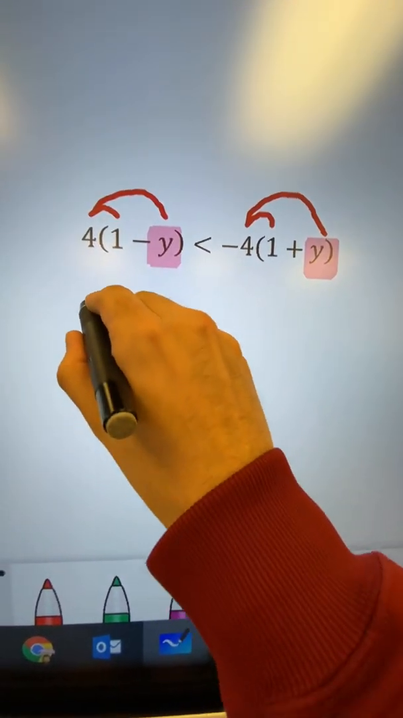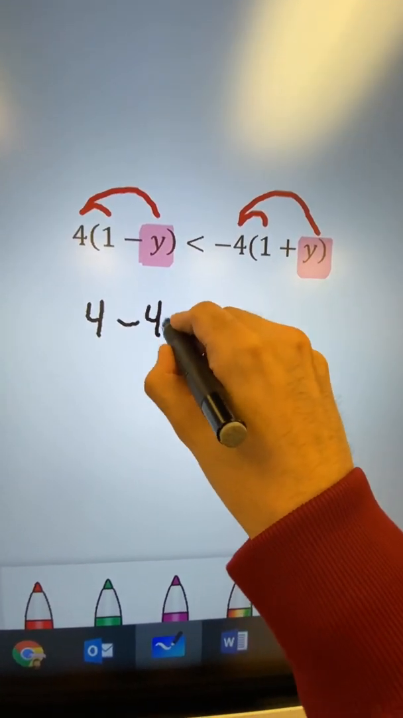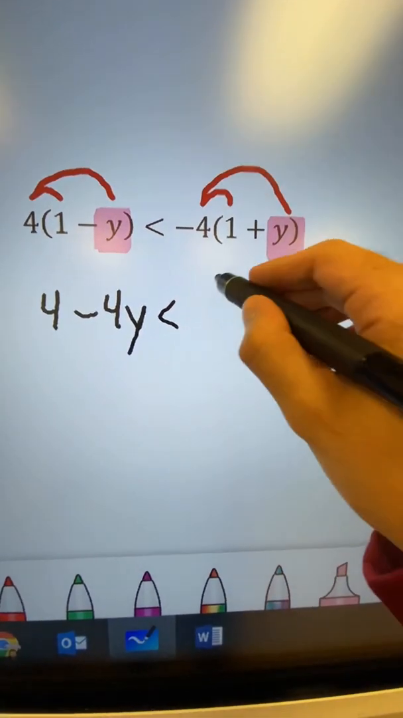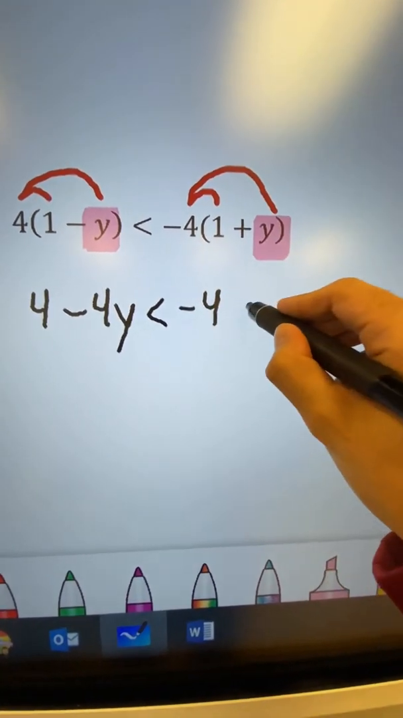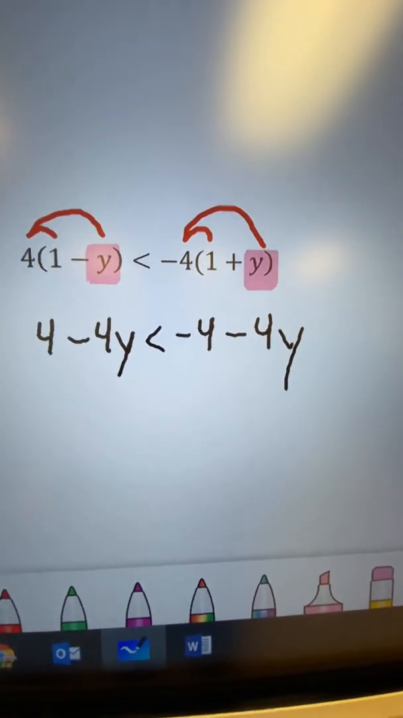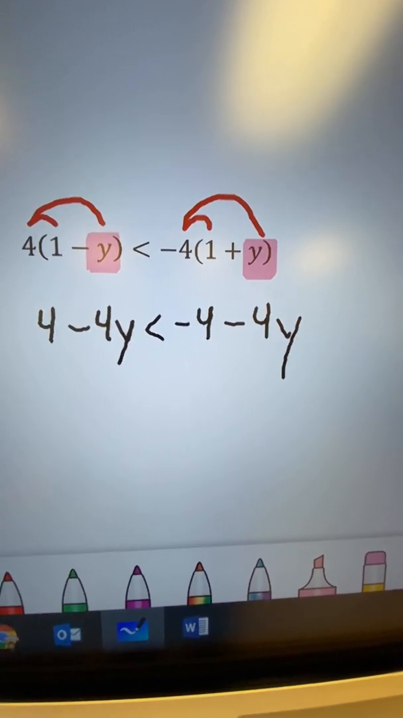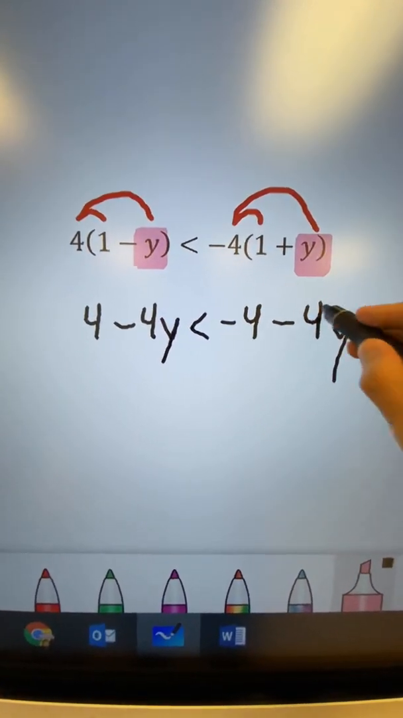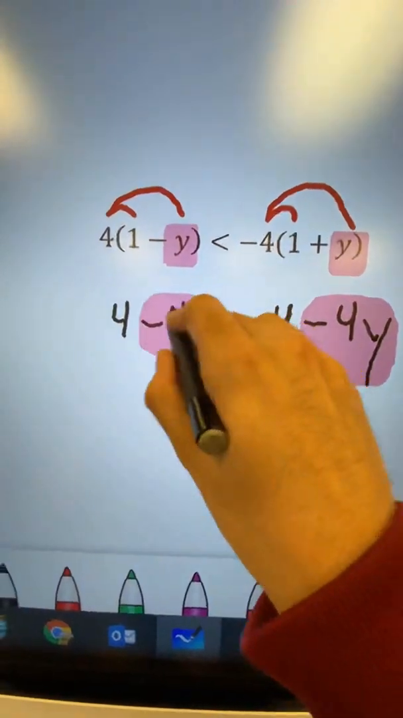So on the left side, if I distribute, I get 4 minus 4y is less than, and on this side, negative 4 minus 4y. And now I'm going to look at the variables here. So I got negative 4y here and a negative 4y here.